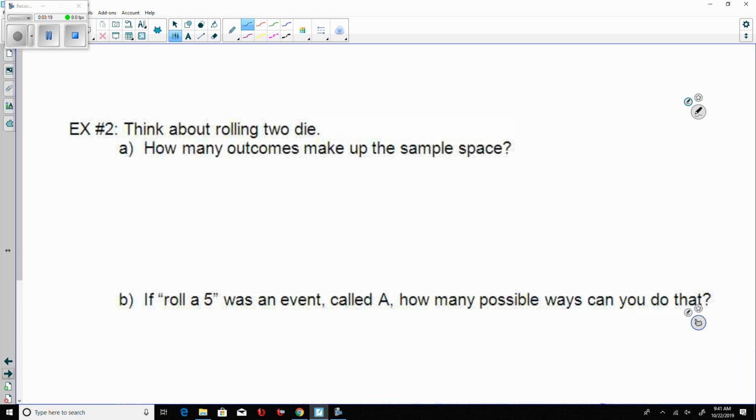So how many outcomes make up the sample space? Well, when you're rolling 2 die, how many options do I have for the first roll? 6. How many for the second? 6. So there's 36 possible outcomes.